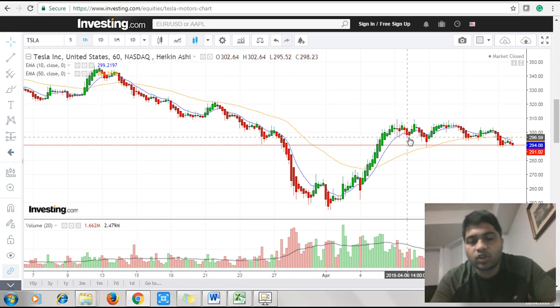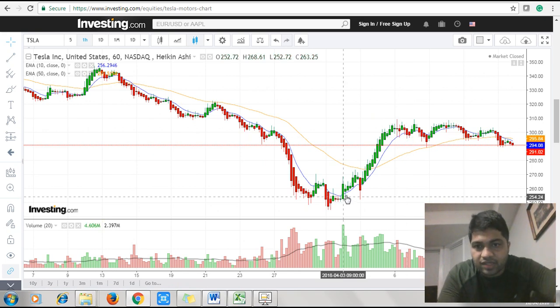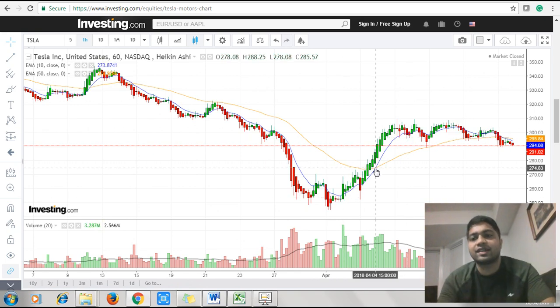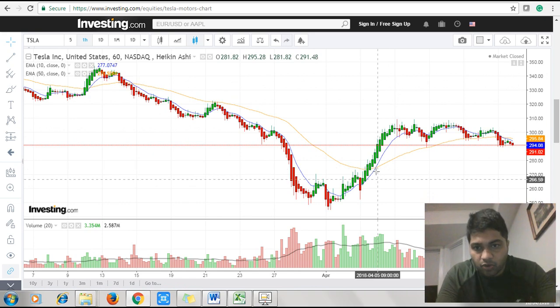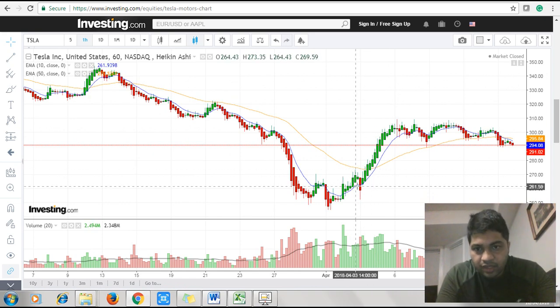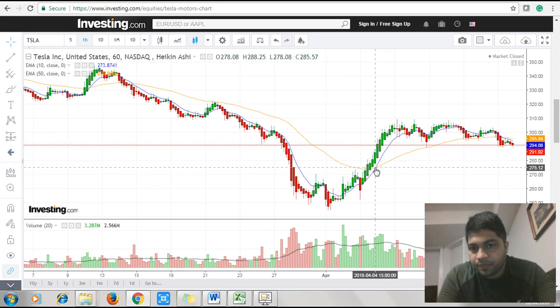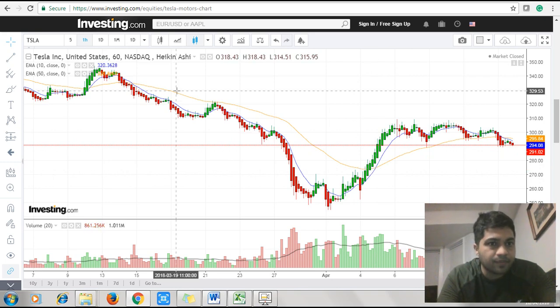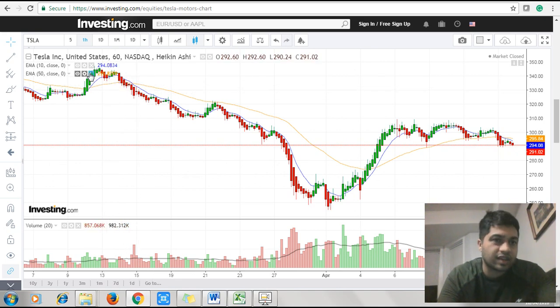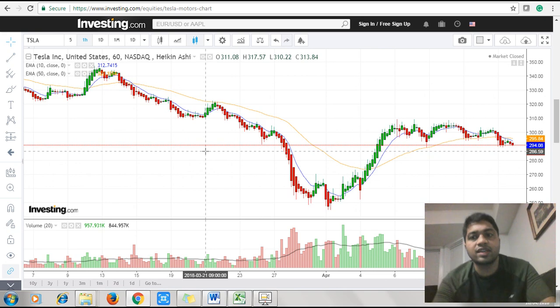Now what we do, we look for crossovers. Crossover means these two moving averages are intersecting. At this point, the shorter moving average, that is purple, is crossing the longer one and going up. So this is a golden cross. We generally buy at a golden cross. This is a death cross: the shorter moving average is crossing the longer one and going down. We short at a death cross.